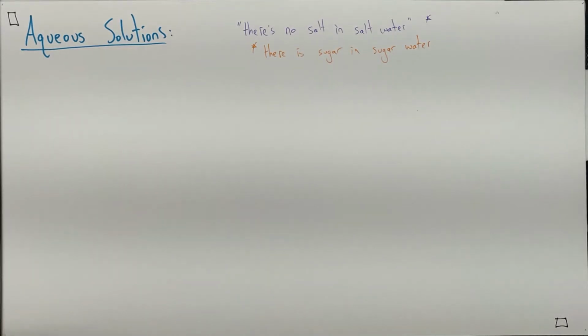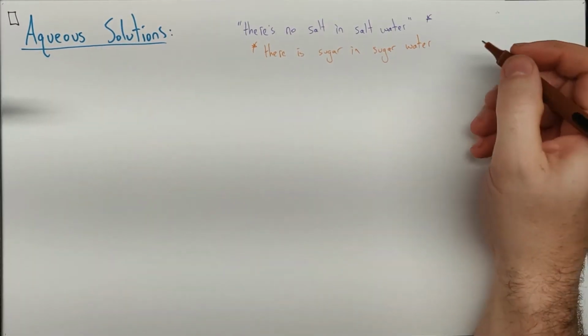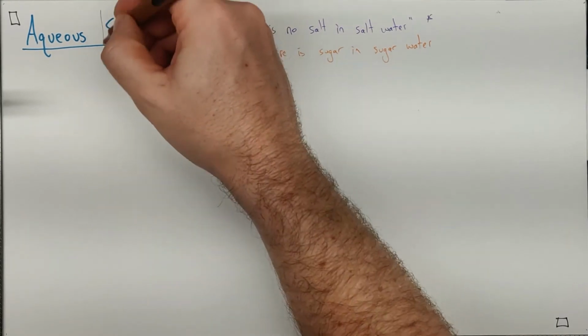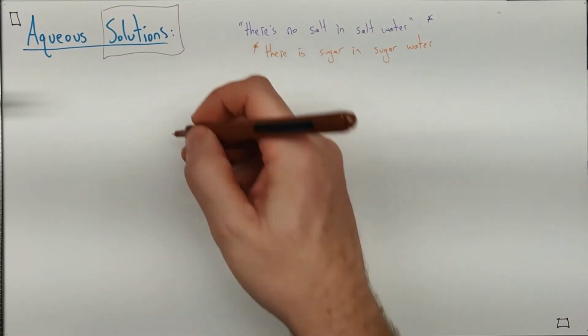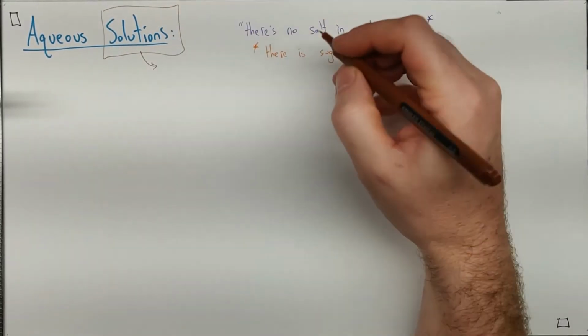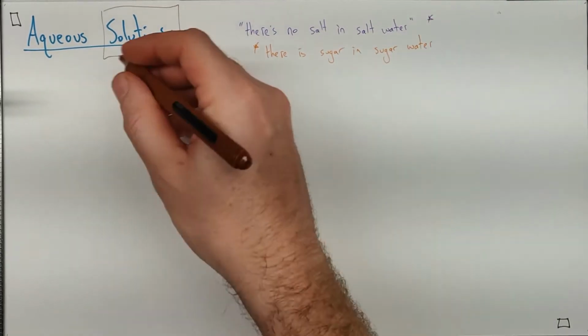This is the first video in a series of videos that are a deep rabbit hole down the idea of solutions, so that is where we are starting off right now. A solution, as you may recall, is just a mixture that's homogeneous at the molecular level.